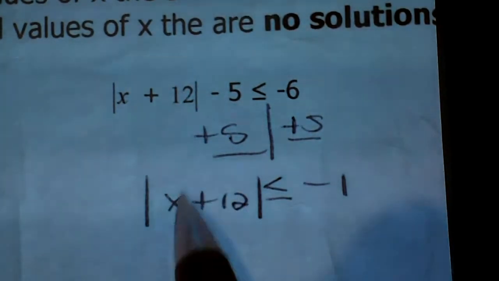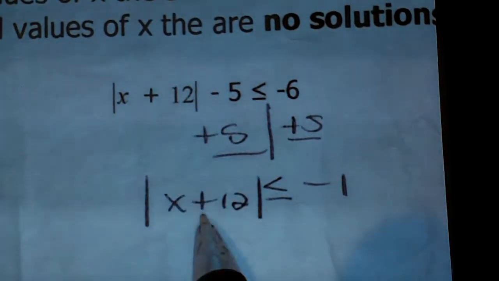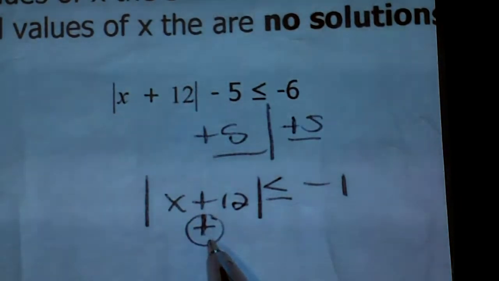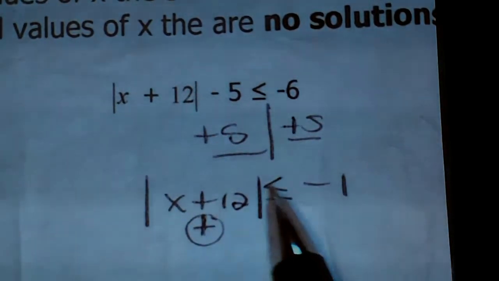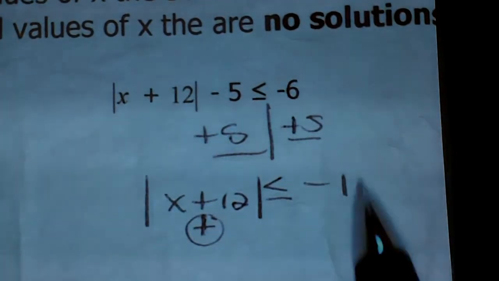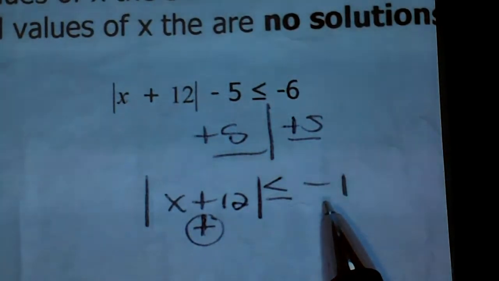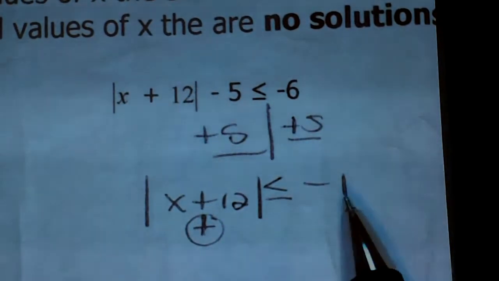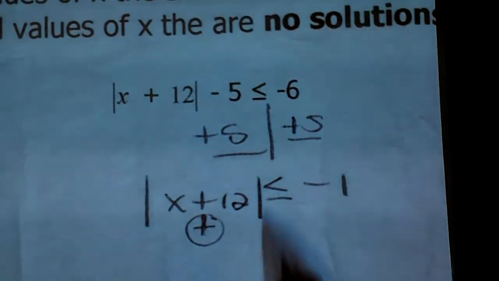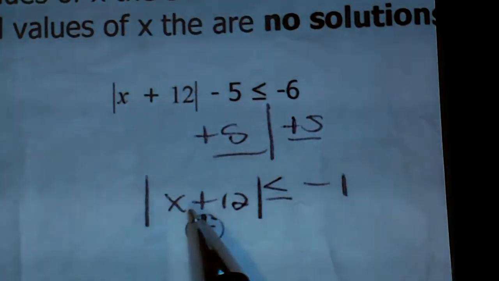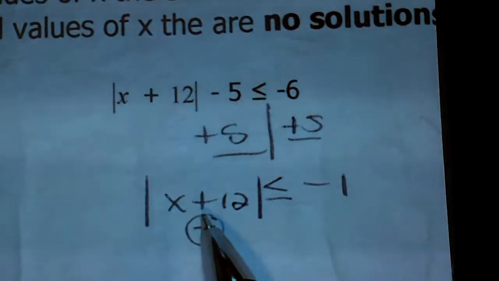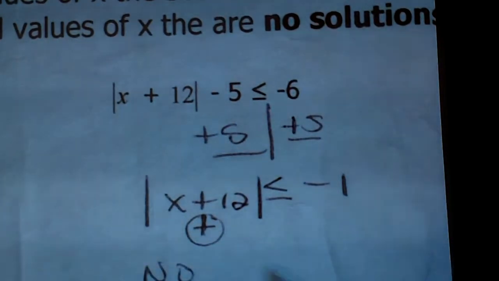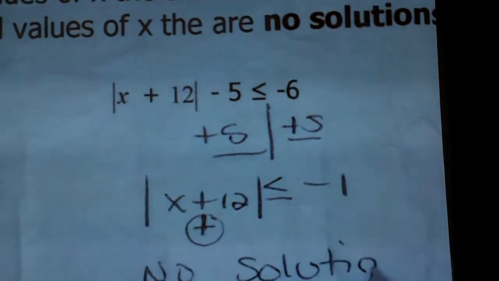No matter what you do, after you solve this expression, you're going to get a positive value, right? Will a positive value ever be less than or equal to negative 1? No. A positive number will never be less than or equal to a negative number. So with this one, it doesn't matter what number I put in for x. There is not a number out there that will make this statement true, ever. So this is where I would say there are no solutions.